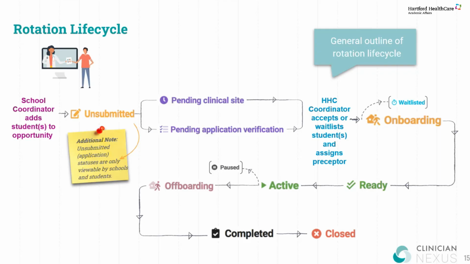Once any requirements that are needed after the rotation ends are complete, then the student will move into a completed status. Or if at any point in this process you determine that you can't take the student, they would go into a closed status.